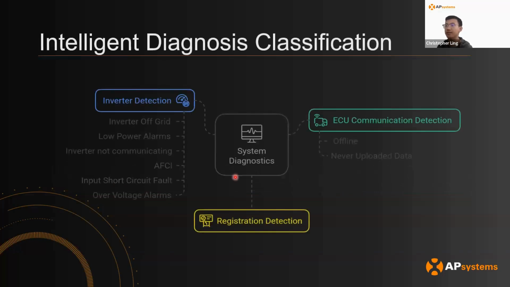And the idea is that we basically are dividing the issues into three: inverter detection issues, ECU communication issues, and registration issues. I'm actually not going to go over registration issues, because for the most part, today it's going to be either inverter or ECU.